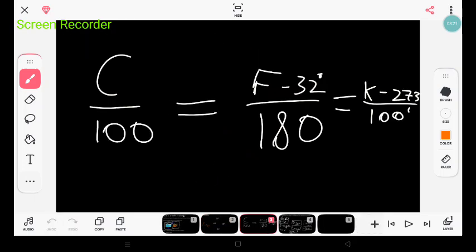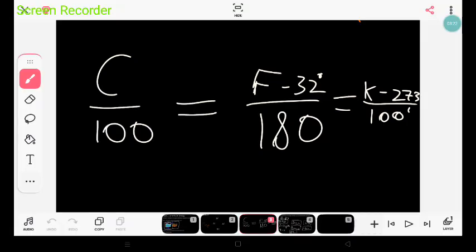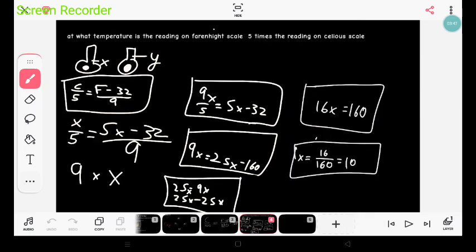Next, we need to learn the formula. They're saying that Celsius by 100 has the same value as Fahrenheit minus 32 by 180, which has the same value as Kelvin minus 273 by 100. Very easy to memorize. I have memorized that.